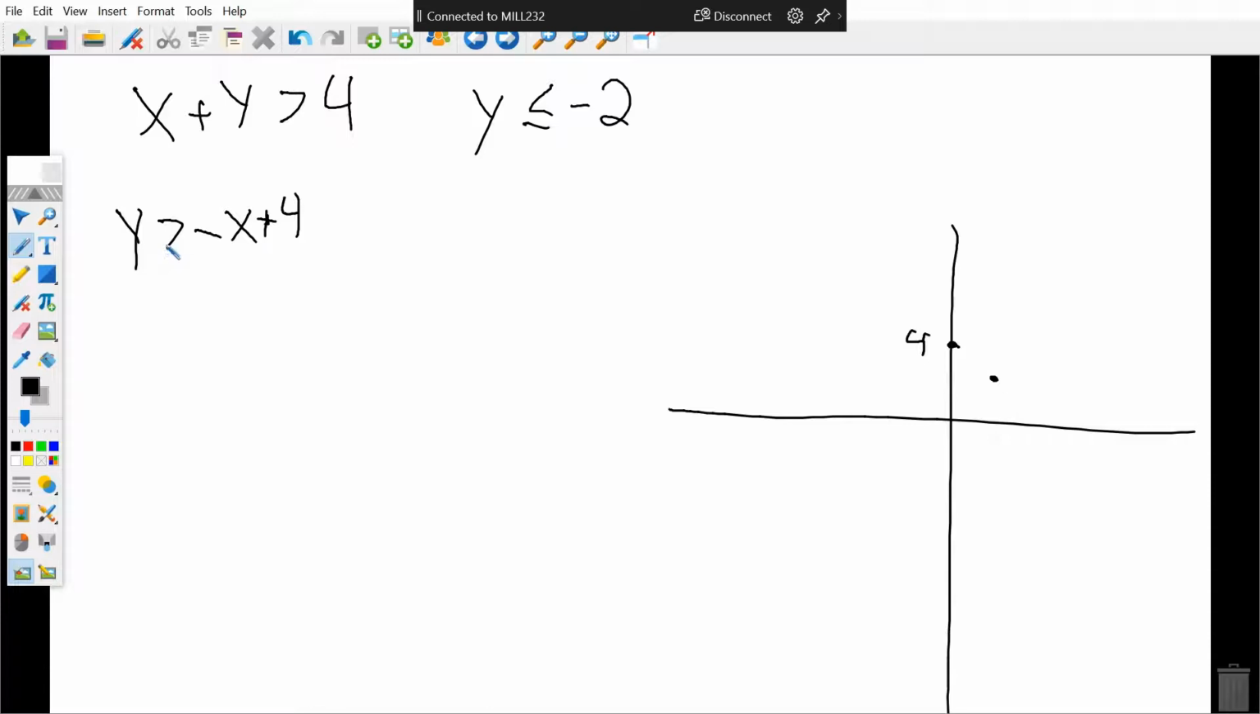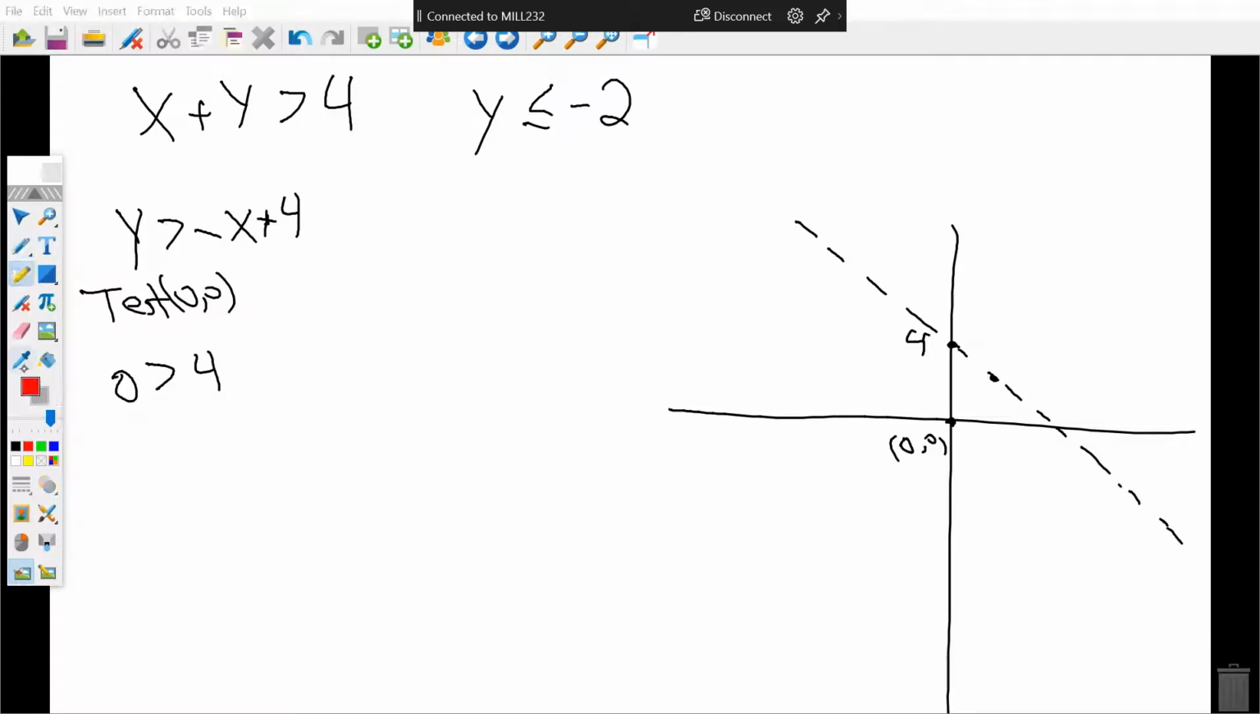This is just greater than, right? It's not equal to. So I draw a dashed line through there. Now I do my test. My test, I'm going to use 0 and 0. Zero is greater than 4. Is 0 greater than 4? No, it's not. So this was false, so I'm going to shade the opposite side, which is above. Okay?